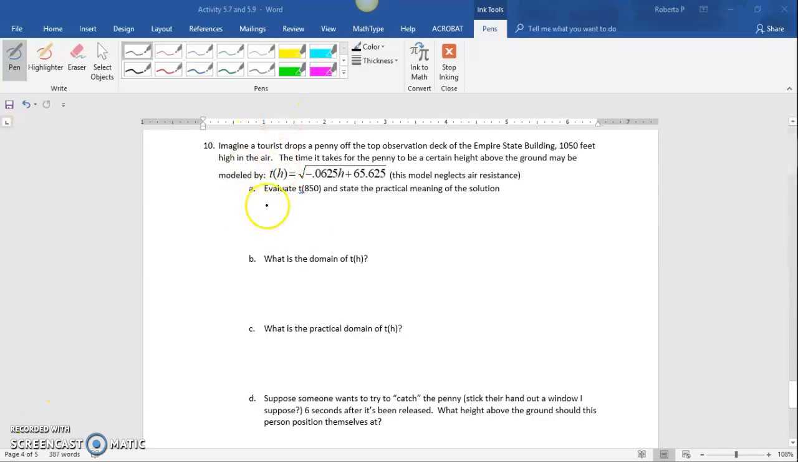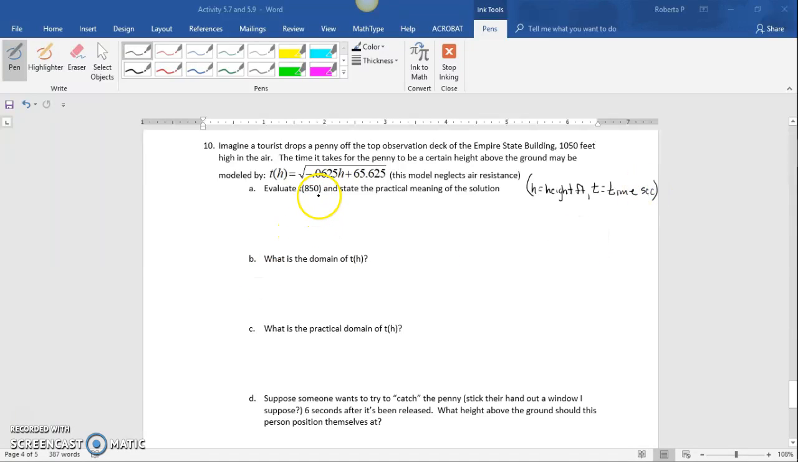Okay, let's look at question 10. Before we do question 10, let's identify our input and output variables before we do anything. Since h is inside the parenthesis, we know that height is the input in feet, and t is on the outside, so that means t equals time, and I'm going to assume seconds. It says seconds down here, so this must be seconds.